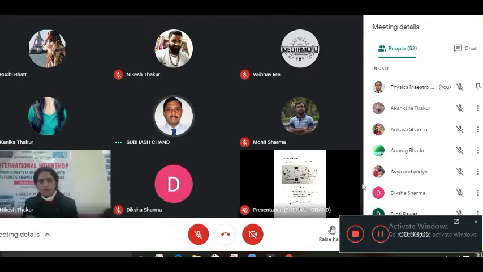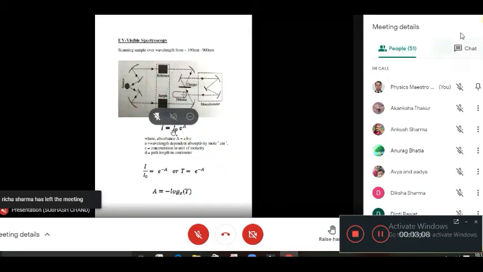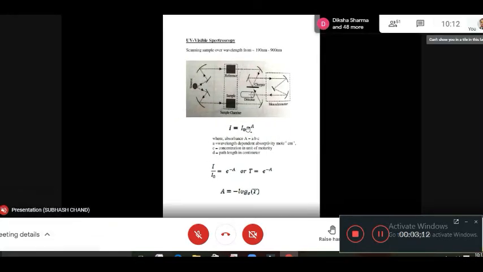I is the intensity after passing through the sample. So the intensity after passing through the sample is I naught times this, and it is found to decay exponentially. Here it is the negative sign. I forgot to put the negative sign with A. So it is like this.